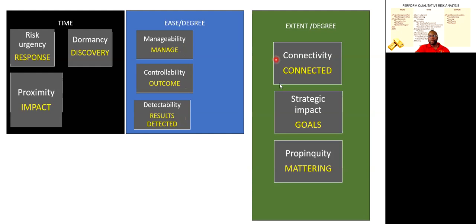And then we have these other ones, connectivity. How much is the risk connected to other risks? We have strategic impact, and this is the degree to which the risk can impact the strategic goals of the firm. And then we have propinquity, which is a degree of how much the risks matter to stakeholders.